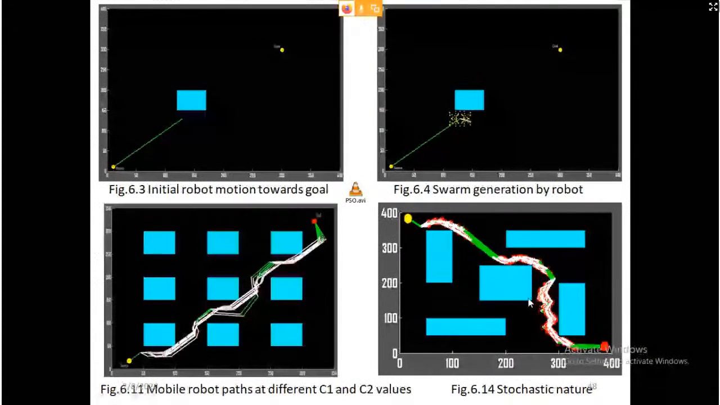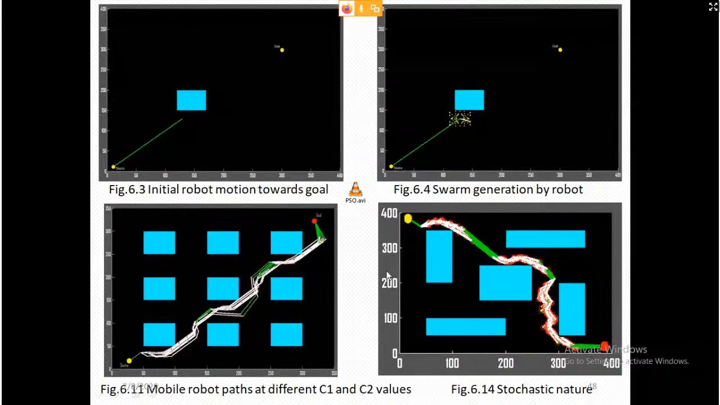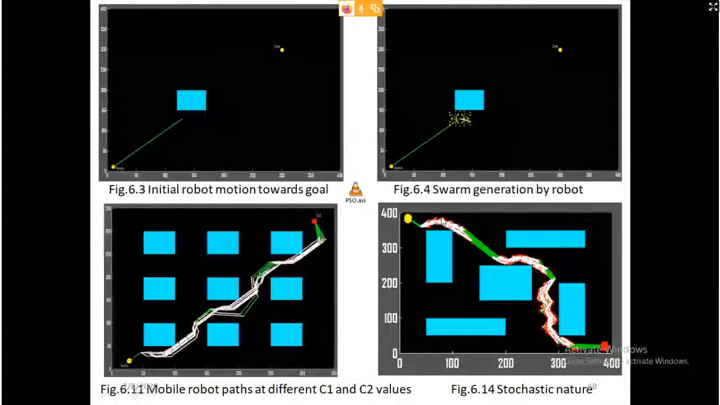See, all are collision free paths. Okay, I mean to say here I tuned the values of C1 and C2. I optimally maintained C1 and C2 at one. All these are collision free paths. But this behavior of giving a different number of paths each time I run is called stochastic in nature.